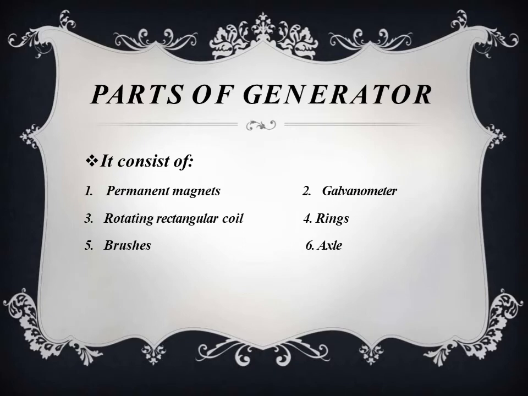The parts of a generator: it consists of permanent magnets, a galvanometer which detects the presence of current, a rotating rectangular coil, rings, carbon brushes and an axle.